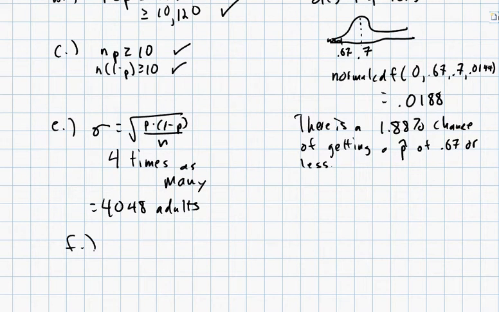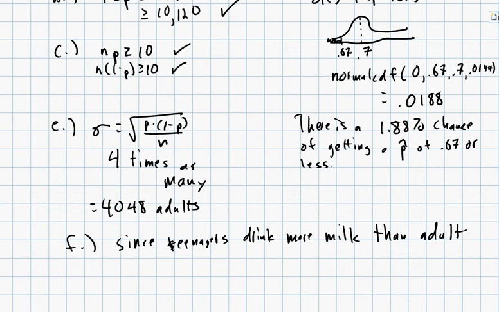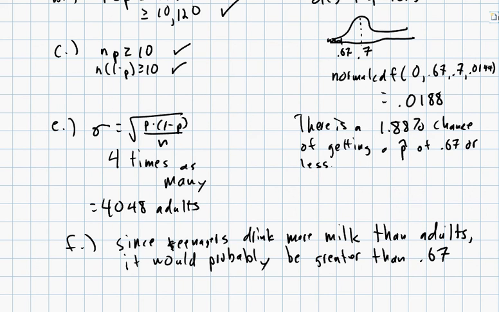Finally, part F says, if we had done 1,012 teenagers instead of 1,012 adults, we think this sample proportion would have been greater than, equal to, or less than 0.67. Since teenagers seem to drink more milk than adults do, it would probably be greater than 0.67. And that's exercise 919.